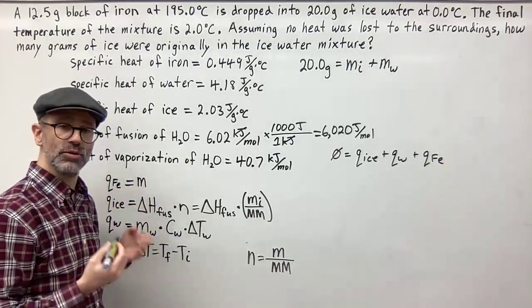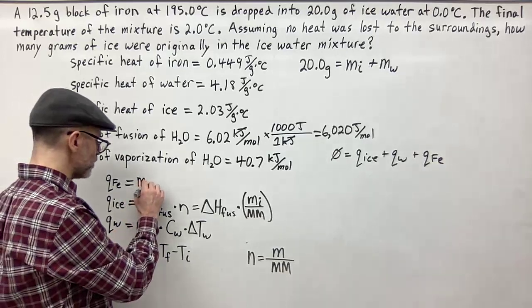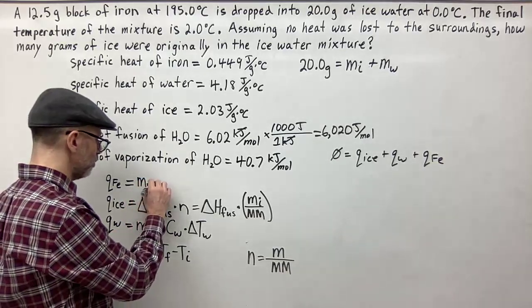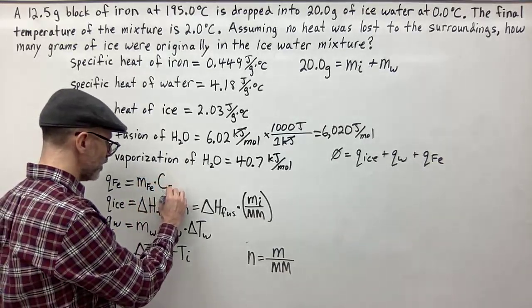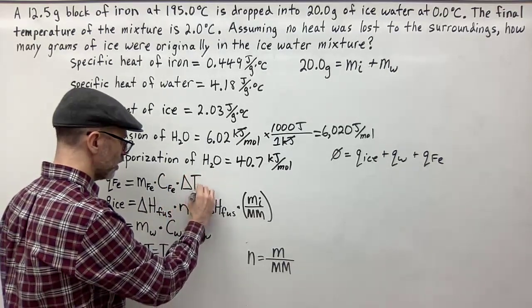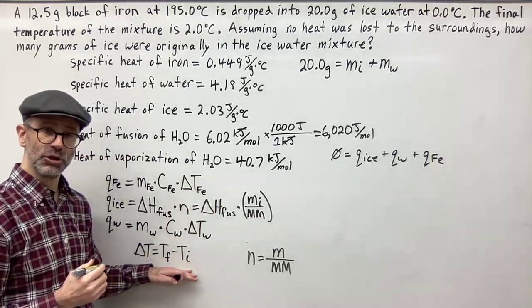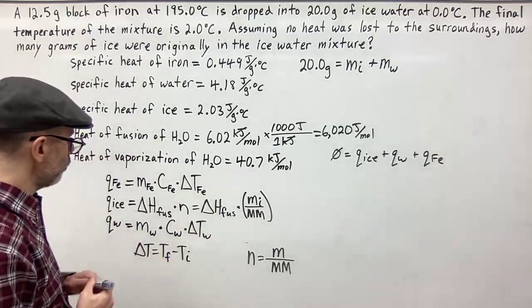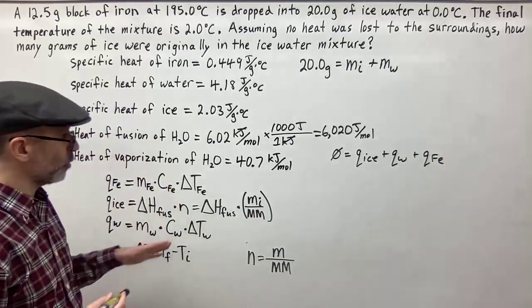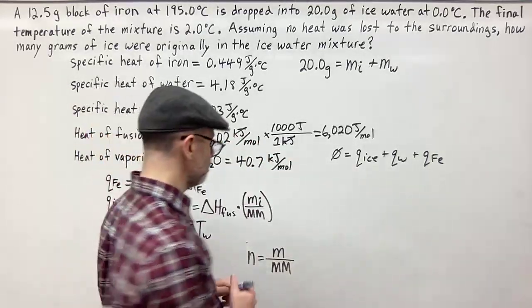We're going to use our Q equals MCAT equation, just like we did here. So it's going to be the mass of the iron multiplied by the specific heat of the iron multiplied by the temperature change of the iron. And again, temperature change is final minus initial. So now that we have our formulas, we can plug the formulas into our equation here.